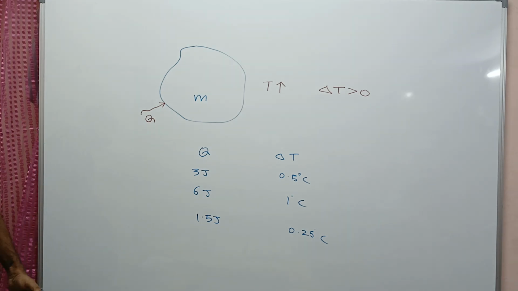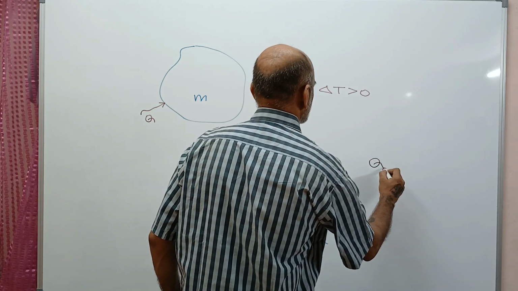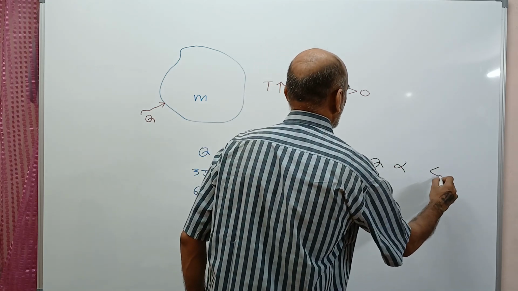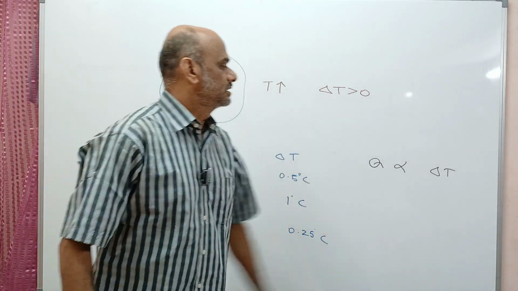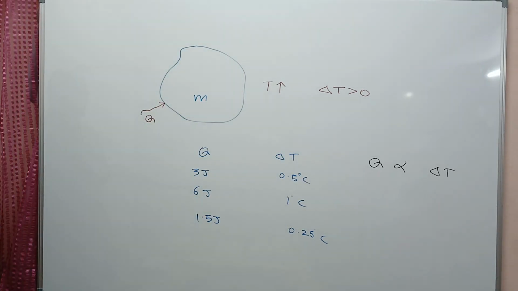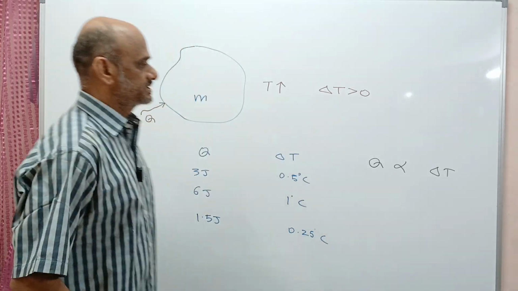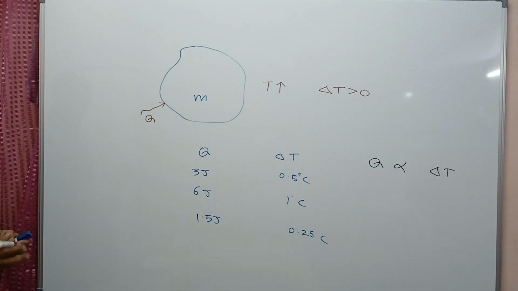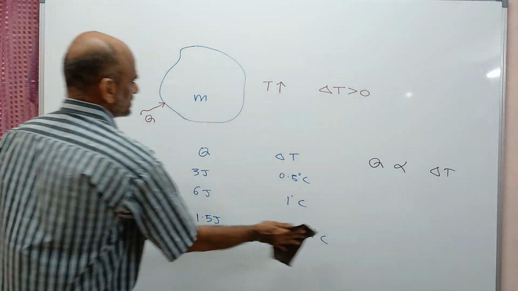So the conclusion from this is Q is proportional to delta T. If you double the Q, the amount of temperature rise will double. If you reduce Q by a factor of half, then the amount of temperature rise will also decrease by a factor of half. Here the mass of the object is fixed.